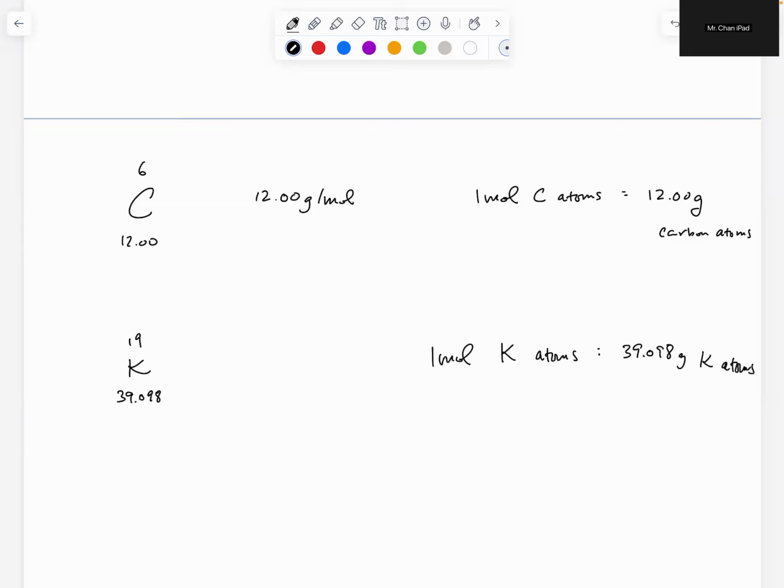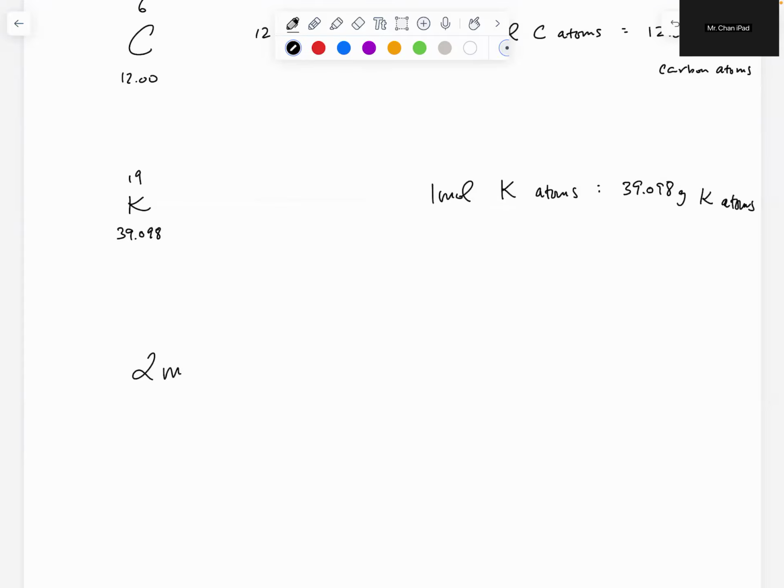Okay. Now I'm going to play a little game, just like the speed game. If I have 2 moles of carbon atoms, what would you expect the scale to display? 24, right? Can you see how you don't question, oh, do I multiply or divide? You just know that there shall be 24 grams of carbon atoms.